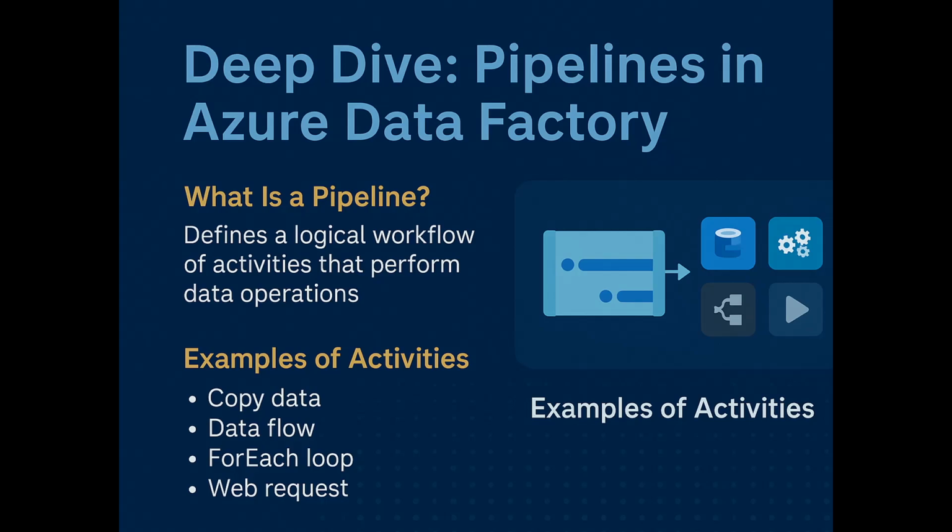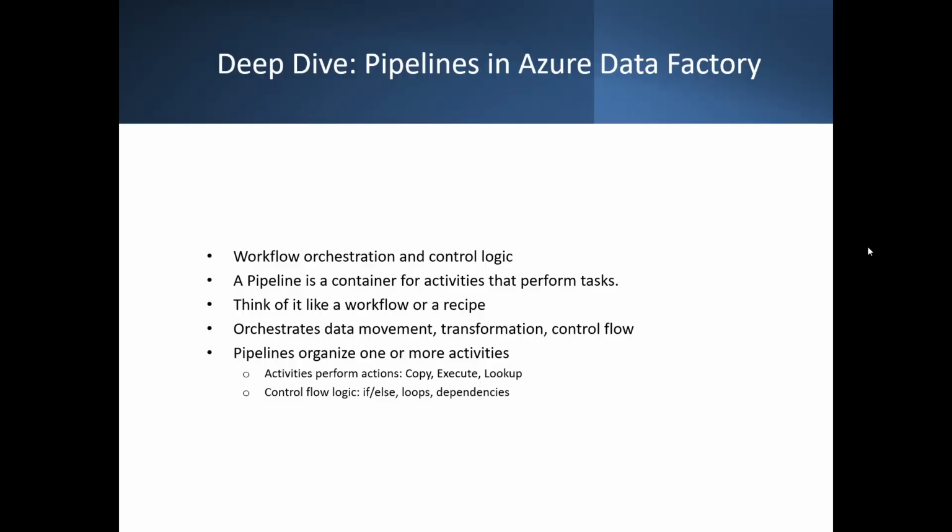So we'll start with the pipeline. So what is a pipeline? A pipeline in Azure Data Factory is the central unit of orchestration. It defines the logical grouping of activities that work together to perform a task, such as copying data and transforming it, running stored procedures, or calling an Azure function. So you can think of it like a workflow or a recipe that organizes multiple steps and determines when, how, and in what order they execute.